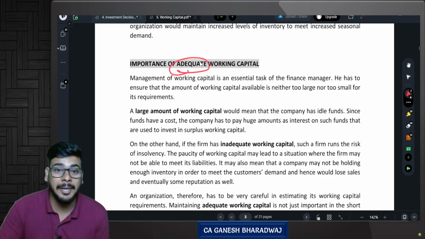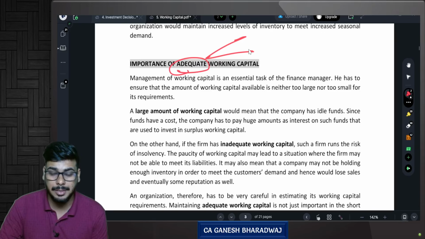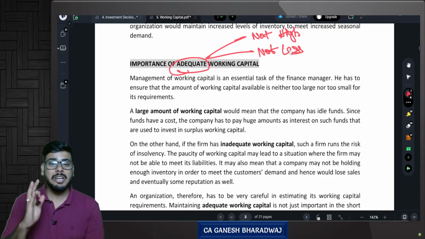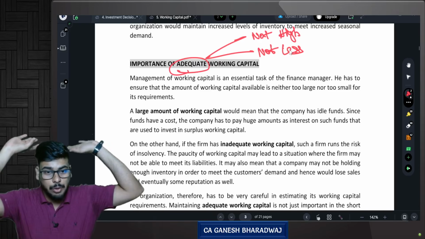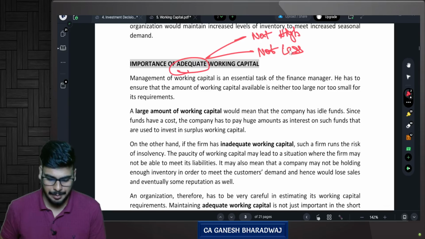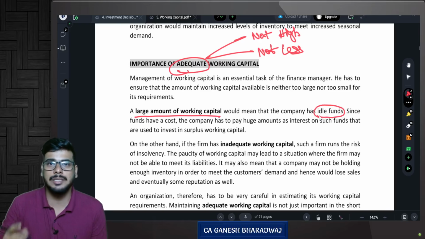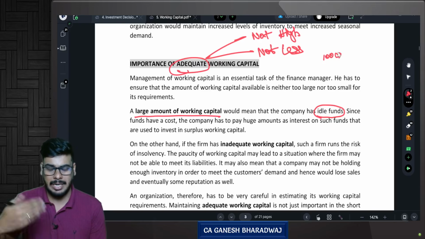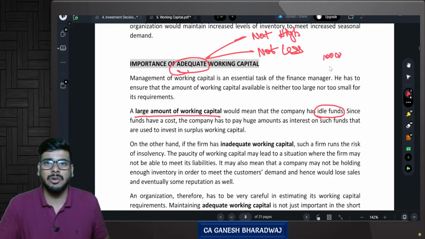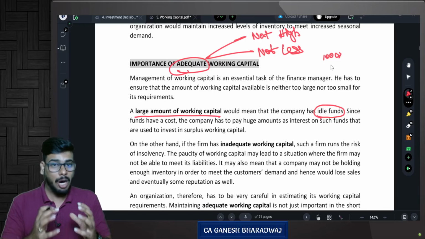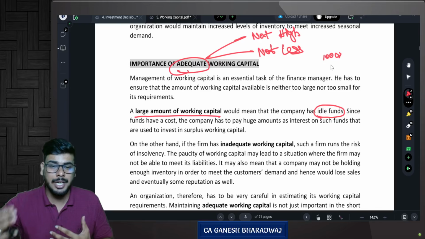Now, what do you mean by the word adequate? Adequate means not high and not less. Remember this. What do you mean by adequate working capital? The working capital that you have in your business should not be too high, it should also not be too less. Sir, why, sir? A large amount of working capital would mean that the company is having idle funds, correct? Now, say I need 100 crores for working capital for running my business. If you're borrowing 100 crores and putting it in your business, this 100 crore rupees is blocked in your business. It is not a cost. It is blocked in your business. This can be released only after you permanently shut down your business, correct?